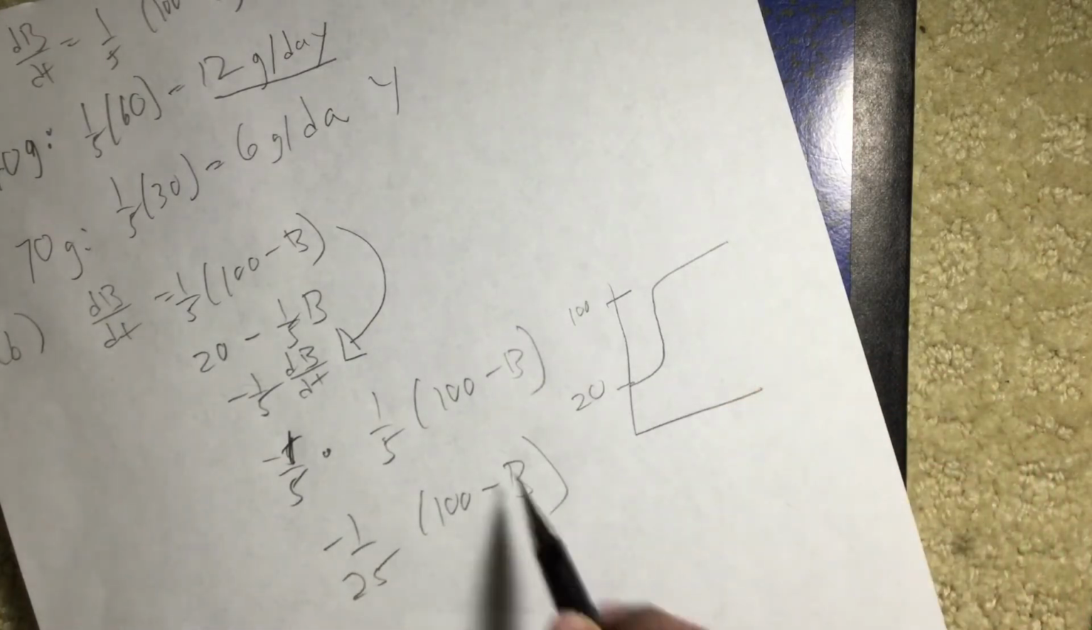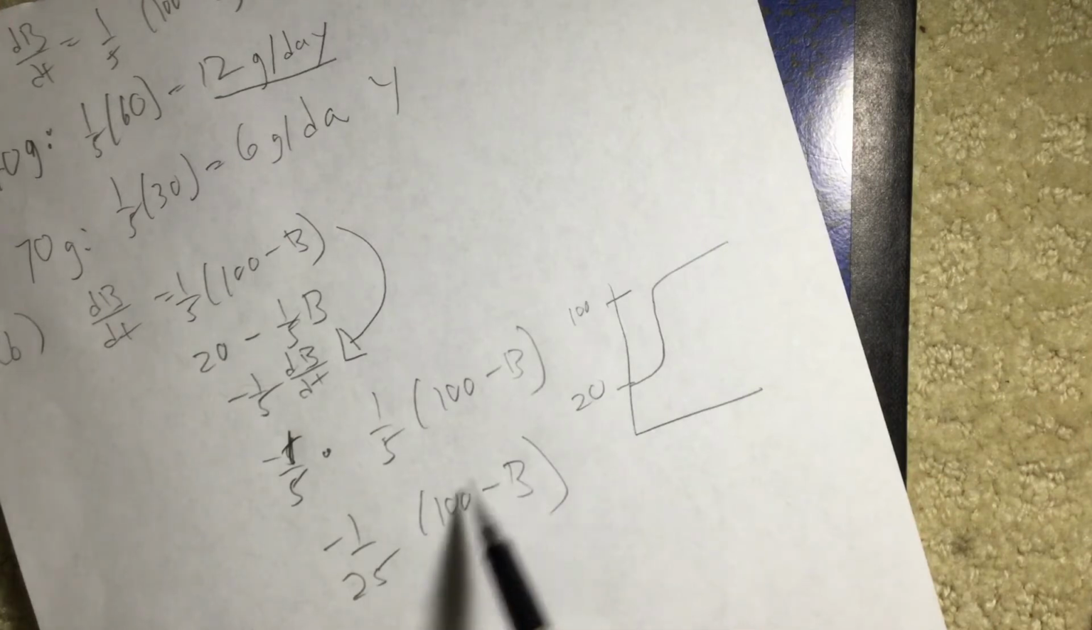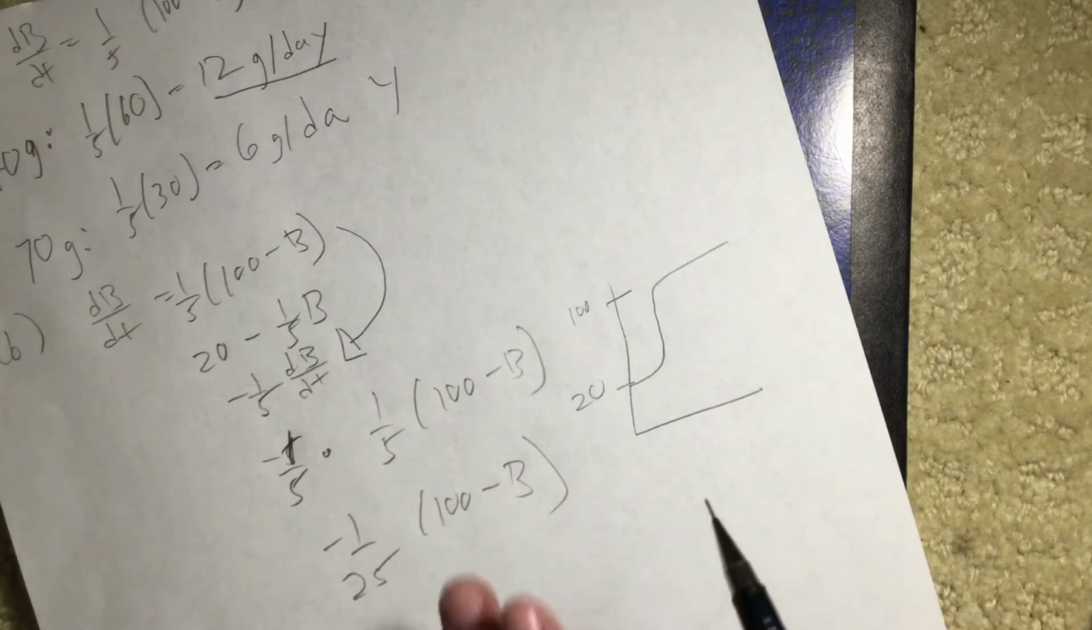So now we know, since this part is the 100 minus the current weight, and we know the current weight will never be above 100 grams, that this will always be positive. However, this is negative, which means that the concavity will always be negative and it will always be concave down.